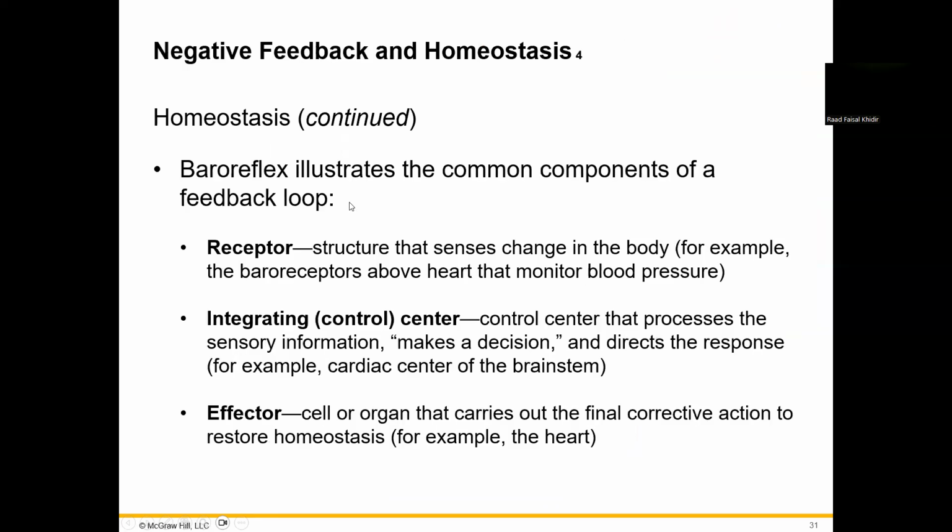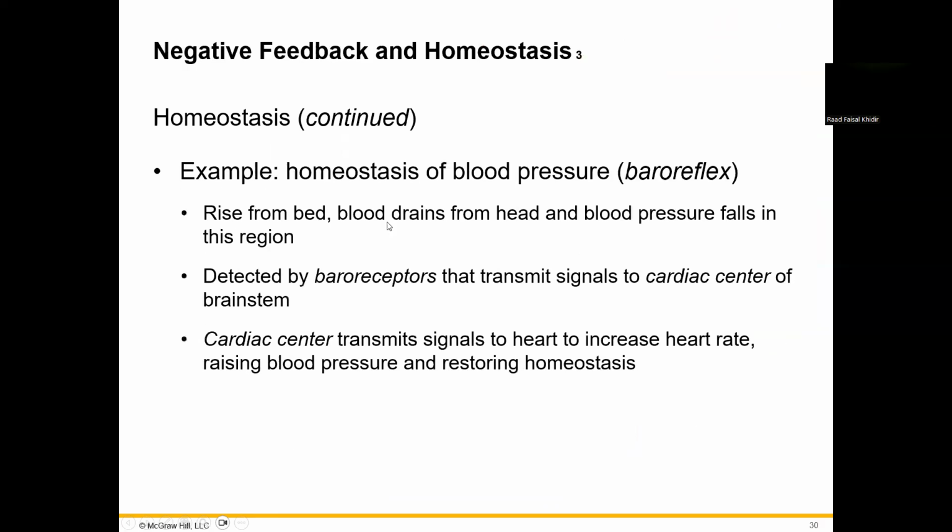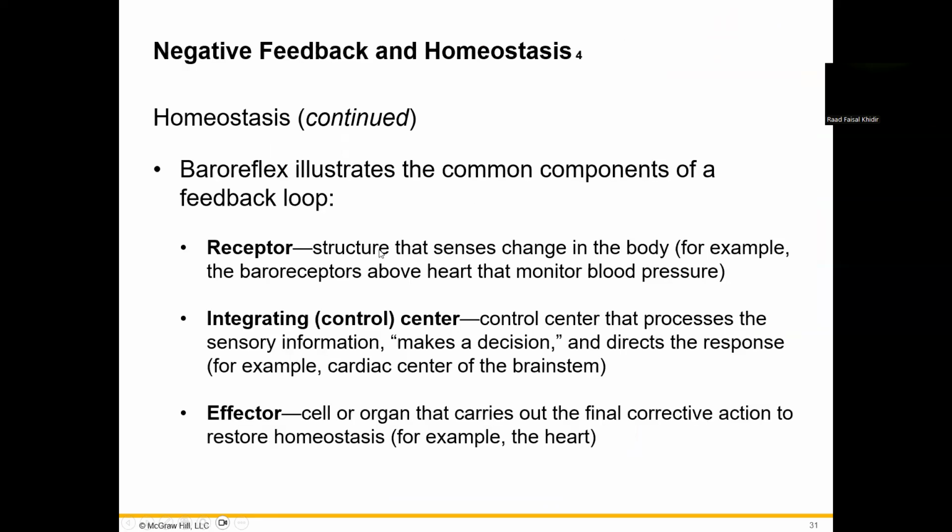Another example. Okay, we're going to talk about the baroreceptor reflex, but look at this. The reflex has a receptor. We said that. Receptor, detector, sensor, integrating center, that is control center, and effector. This is where the cell or the organ carries out the final corrective action. Are we clear?